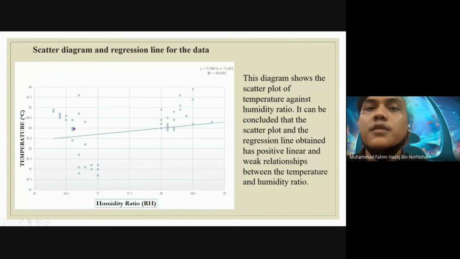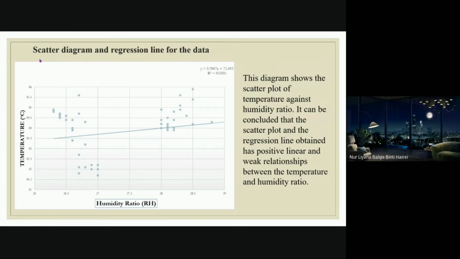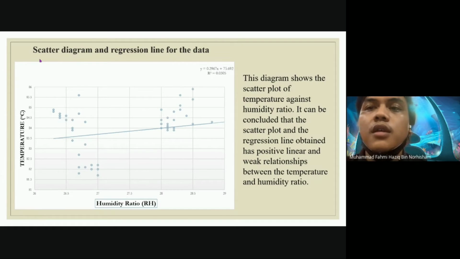This is the scatter diagram and regression line for the data. The y-axis is temperature and the x-axis is humidity ratio. The diagram shows the scatter plot of temperature against humidity ratio. It can be concluded that the scatter plot and the regression line obtained show a positive linear and weak relationship between the temperature and humidity ratio.